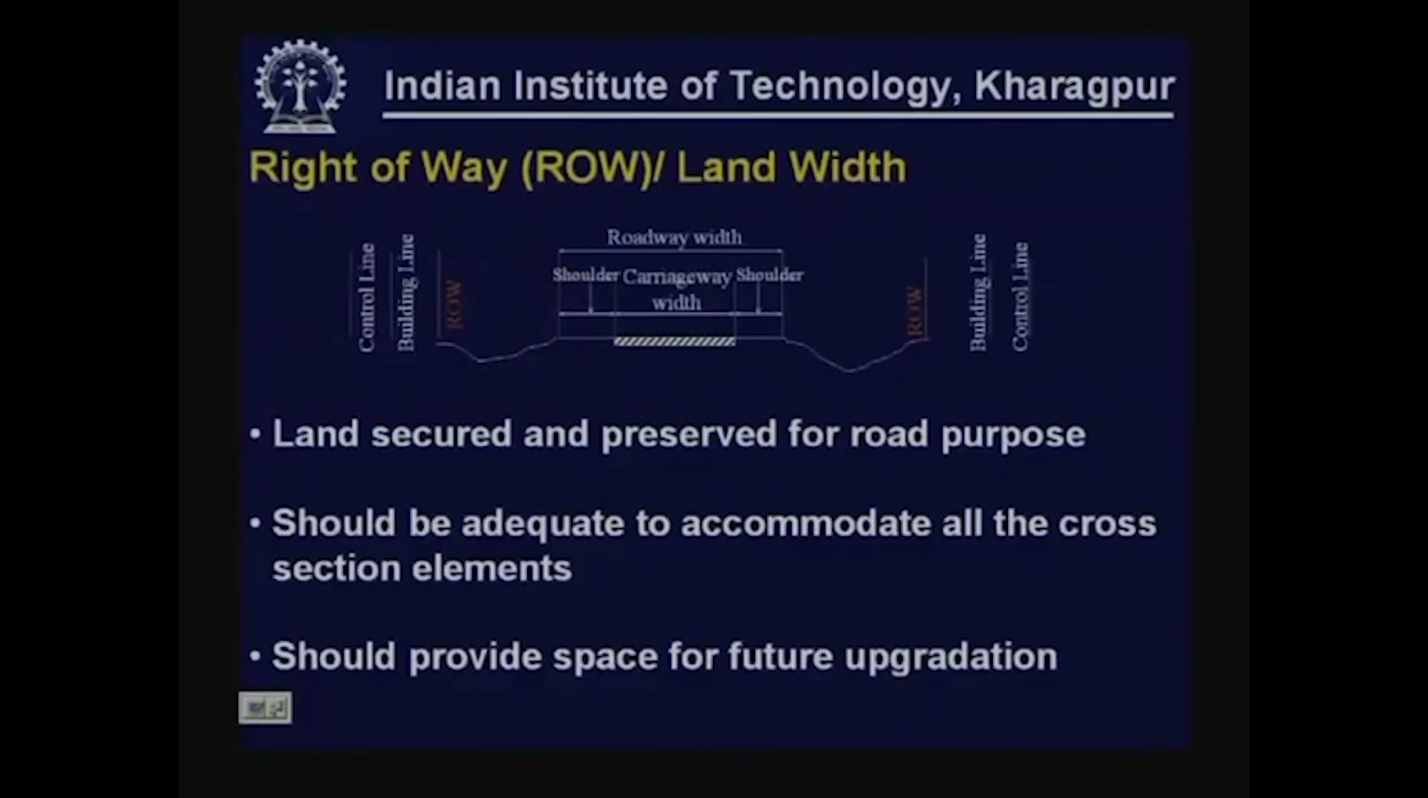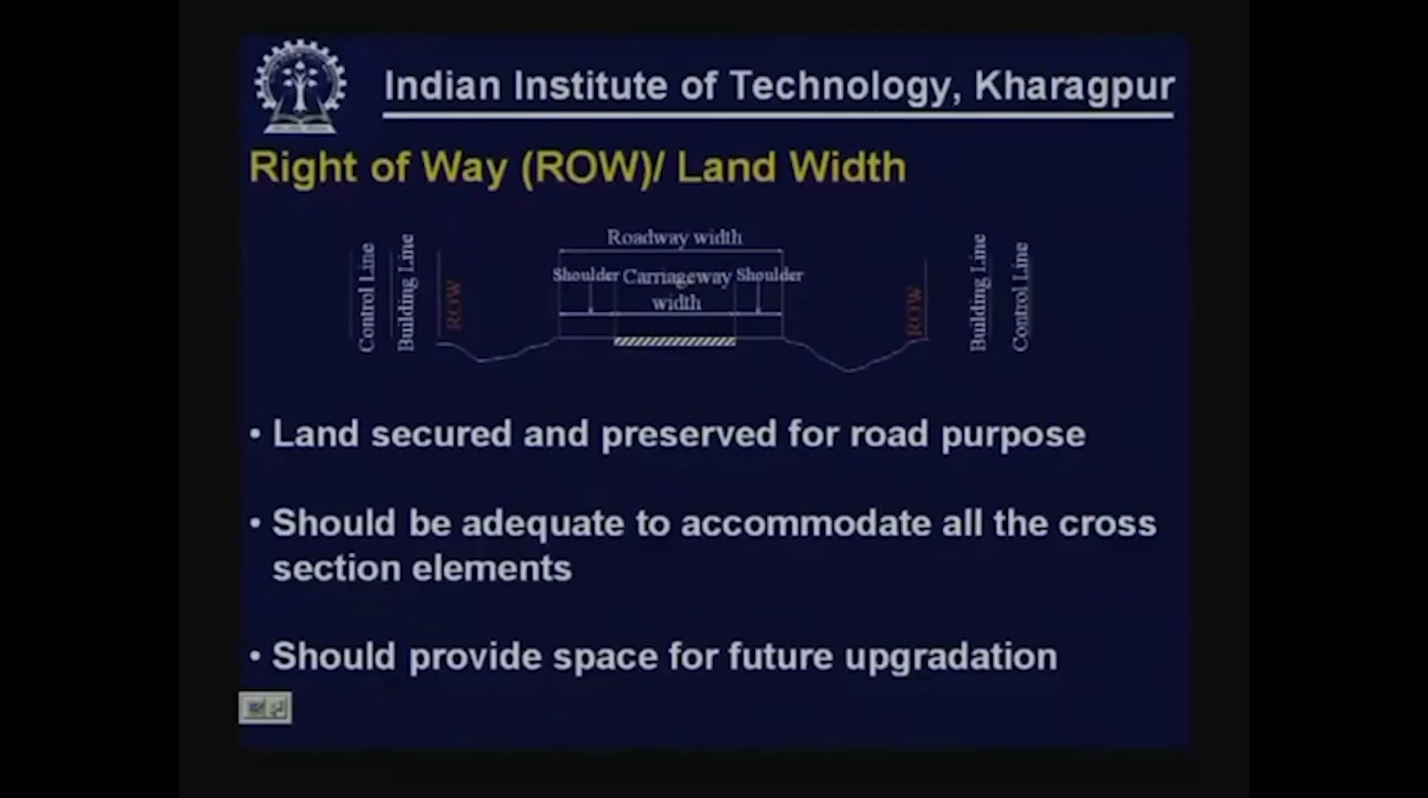Right of way, commonly known as ROW or land width. The area of land which is occupied or which is meant for development of road or for road purpose, that area is known as right of way, and the width of right of way is known as the land width. It is basically the land which is secured and preserved for road purposes.